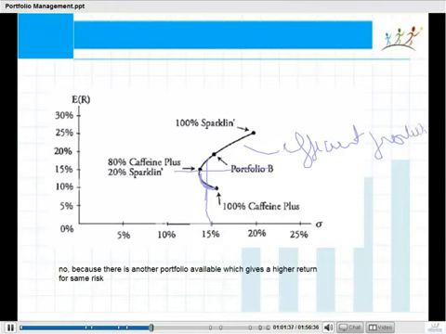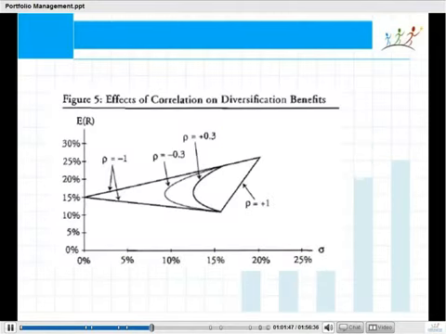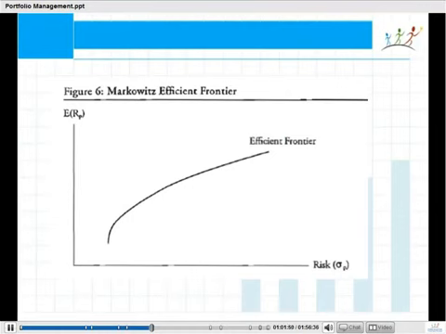For the purpose of illustration, I took just two assets, Caffeine Plus and Sparkling. In the real world, I have thousands of assets available. I can have thousands of millions of different combinations of portfolios. So actually speaking, I'll have millions of different portfolio combinations.